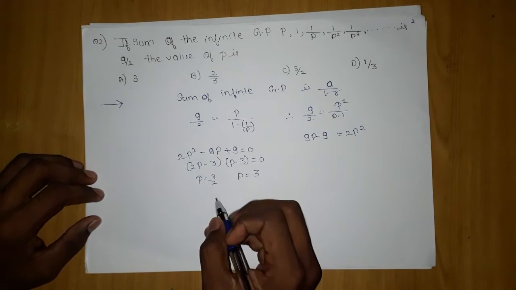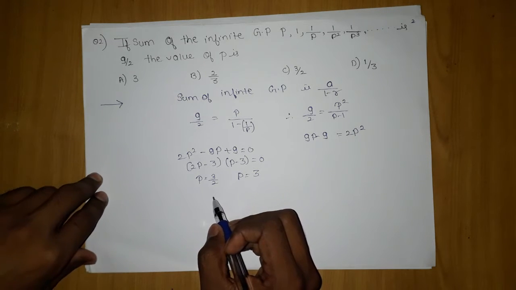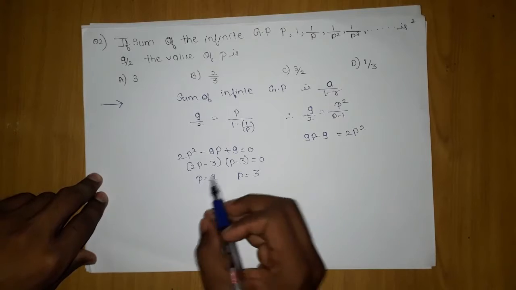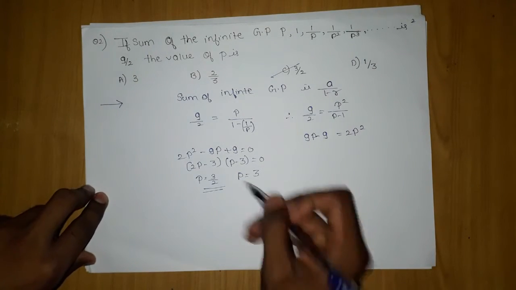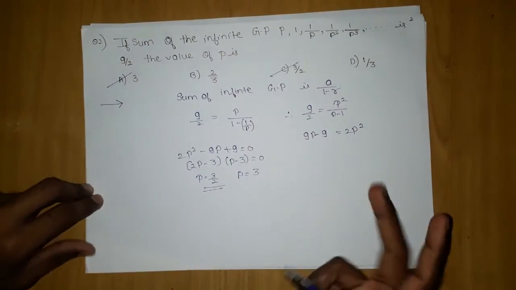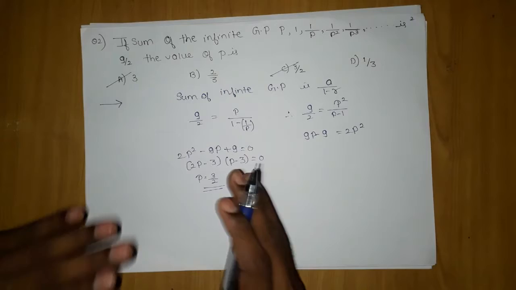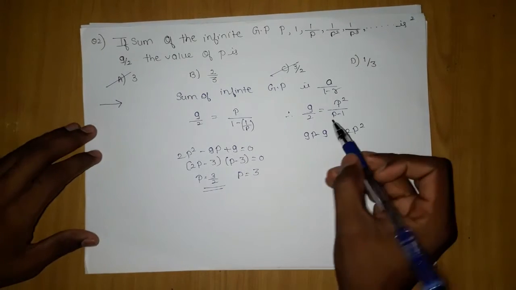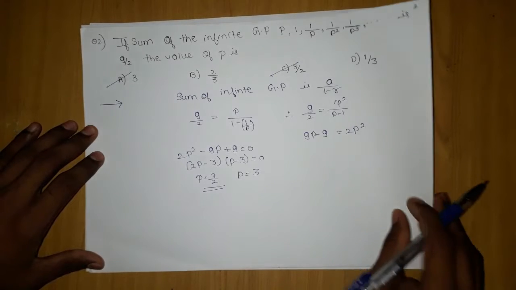So what we can do, we have to check whether these options are there. The first option is 3 by 2, which is this one, and the second option is 3, which is this one. So 2 correct answers are there. It was a very simple question, just applying the sum of infinite GP formula, solving the quadratic, getting the p value, and just verifying the options.